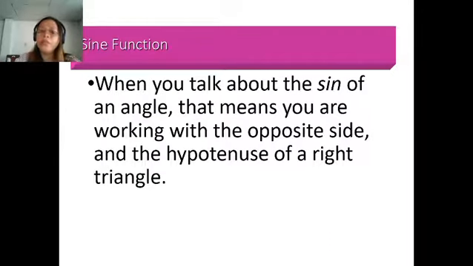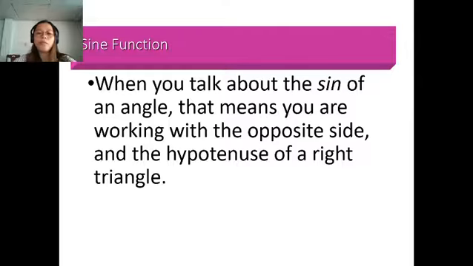So we have the first function, the sine function. When you talk about the sine of an angle, that means you are working with the opposite side and the hypotenuse of a right triangle. Meaning, what are you trying to solve in the sine function? It is our opposite side and the hypotenuse of a right triangle.